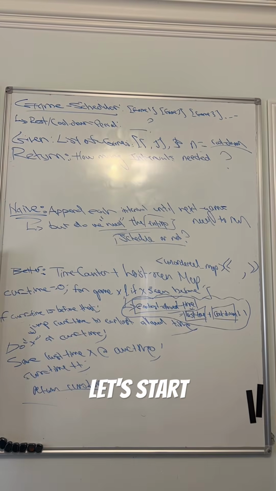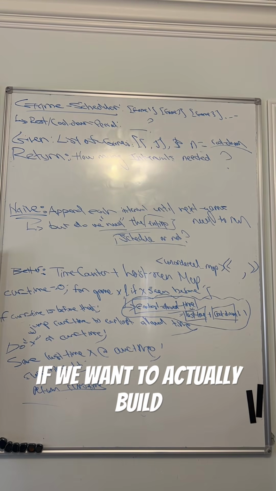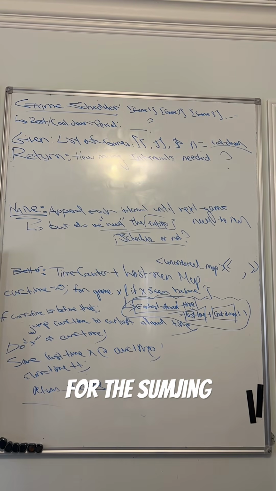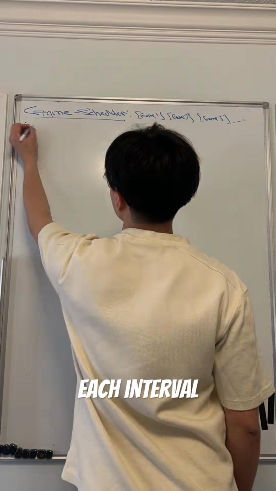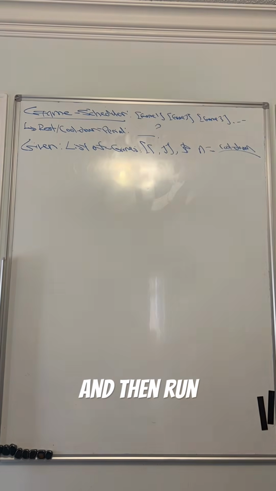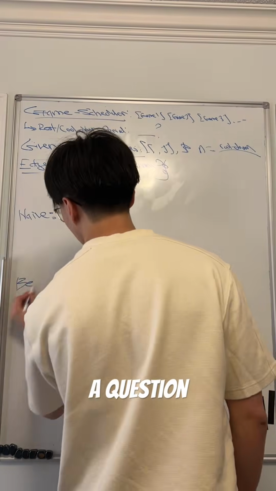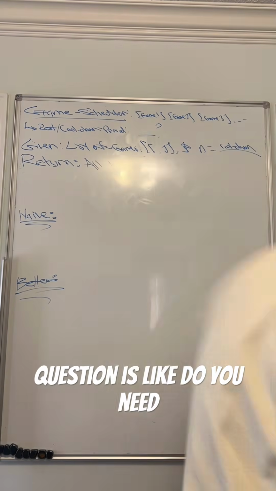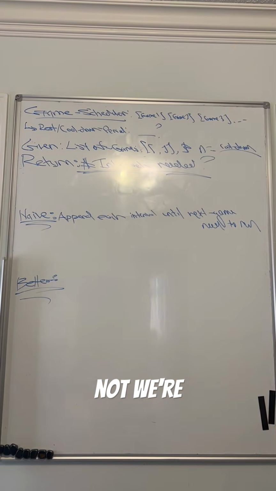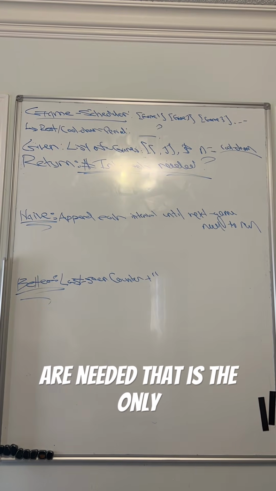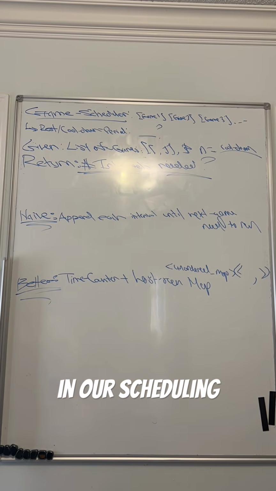Okay, let's start. For the naive idea, if we want to actually build some schedule for the Sumjing Woo, we could just append each interval until the next game is needed and then run. But I want to ask you a question. And the follow-up question is, do you need it? Do you need that or not? We're just trying to return how many intervals are needed. That is the only thing that we need to store in our scheduling service.